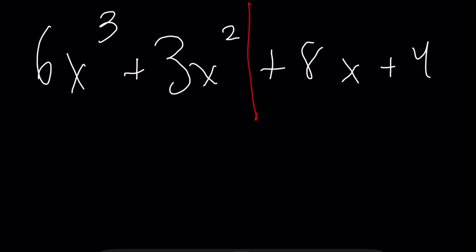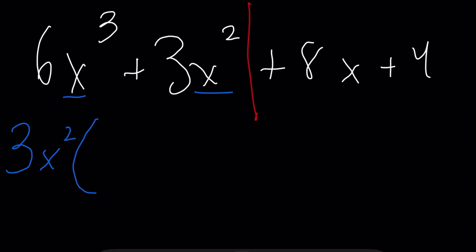So we're looking for the greatest common factor between 6x cubed and 3x squared, which would be 3, since 3 times 1 is 3 and 3 times 2 is 6. The other factor is x, but specifically x squared, since that is the lowest degree that we have available.